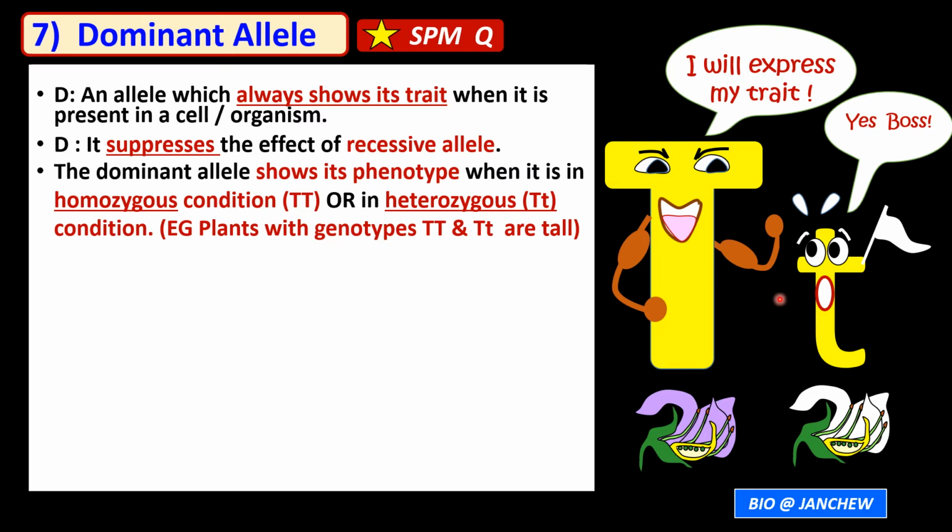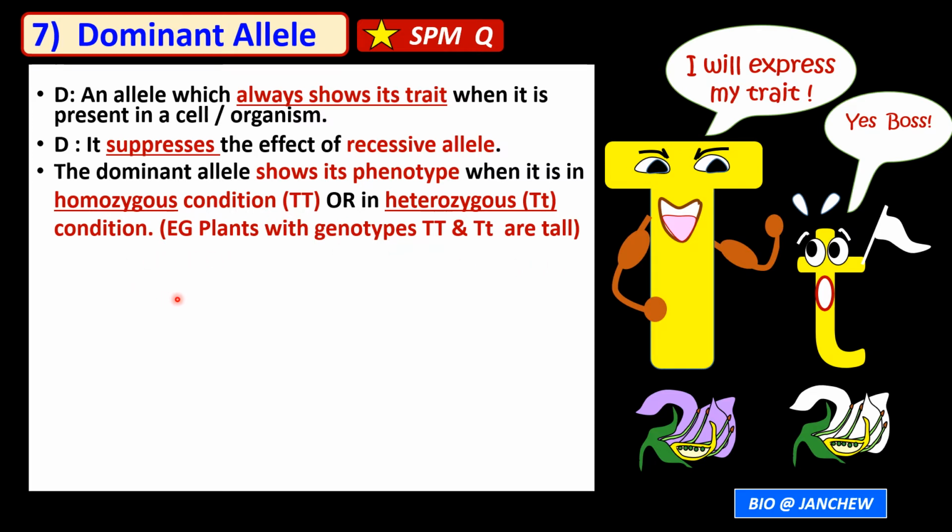In this cartoon, we see the big T says, I will express my trait. And the small t has to agree, yes boss, and raises the white flag and surrenders. So it's like the analogy of a bully. The dominant allele is like a bully, and it suppresses the effect of the recessive allele, which is like the shy person that sits quietly like a timid mouse when the big bully is around and doesn't do anything. This is just an analogy.